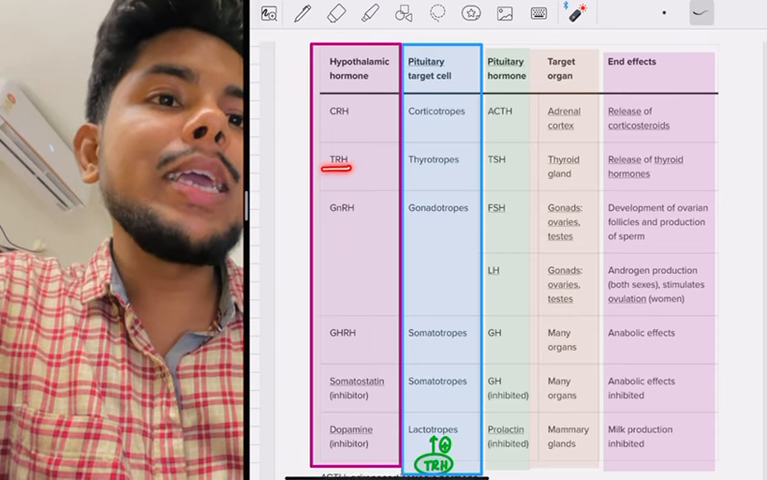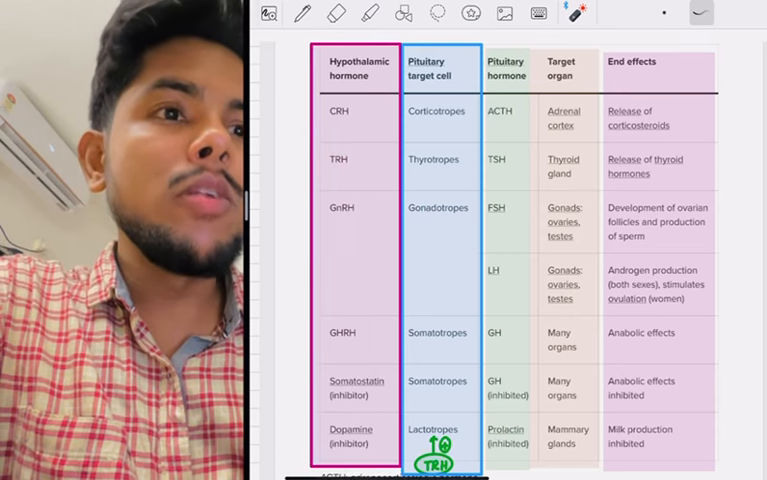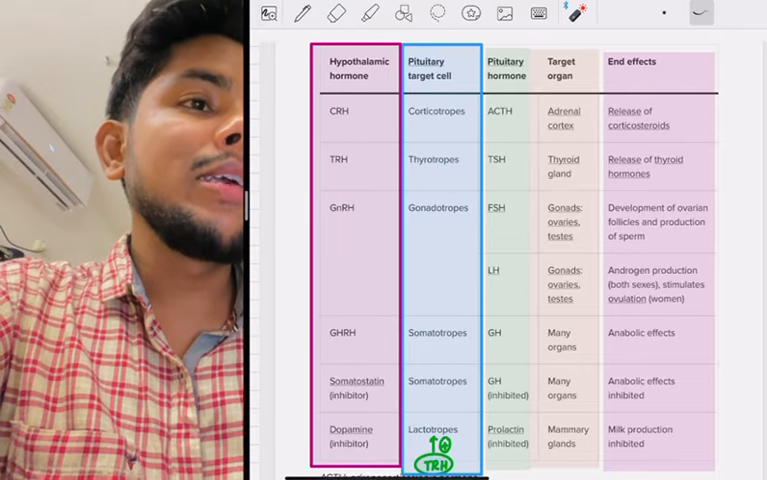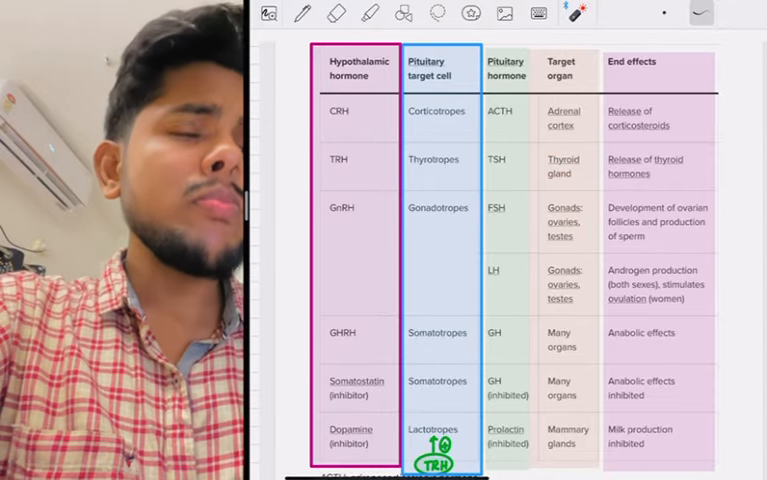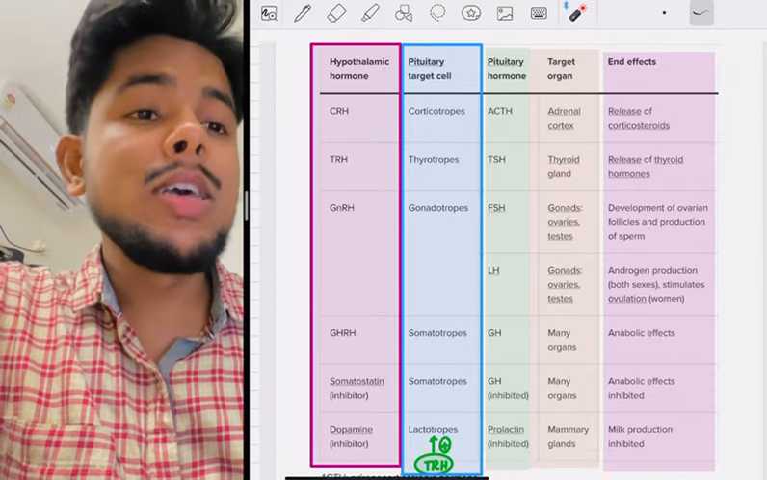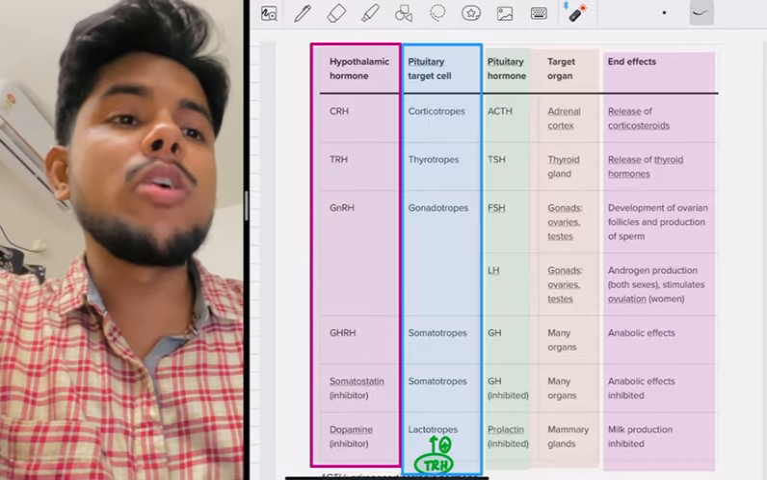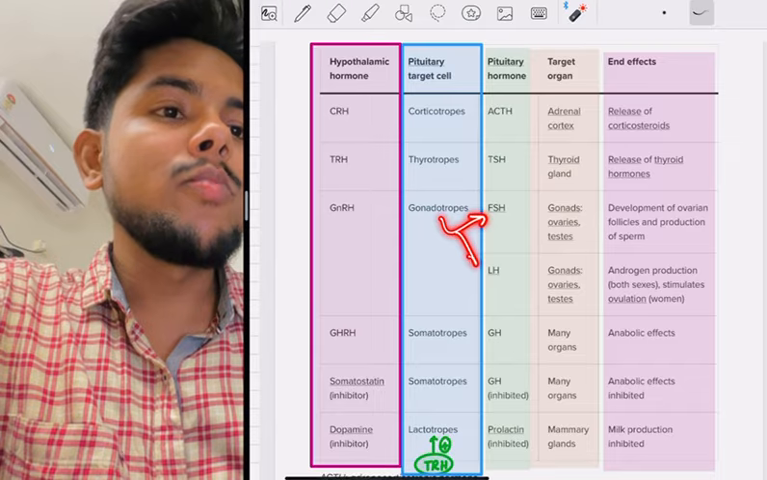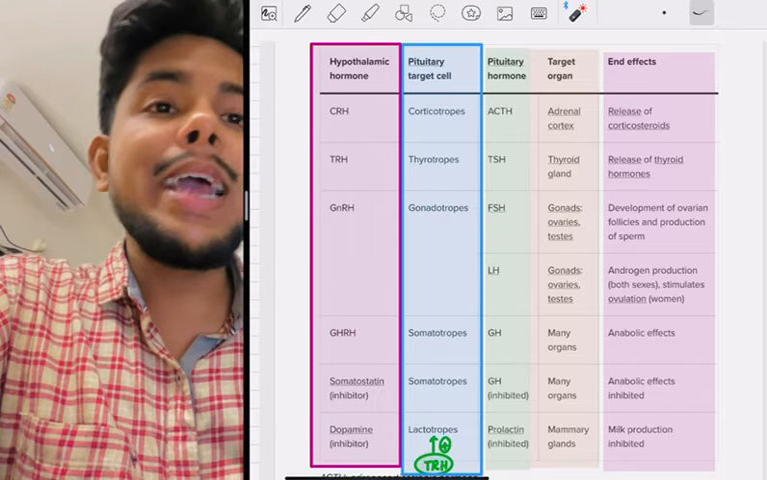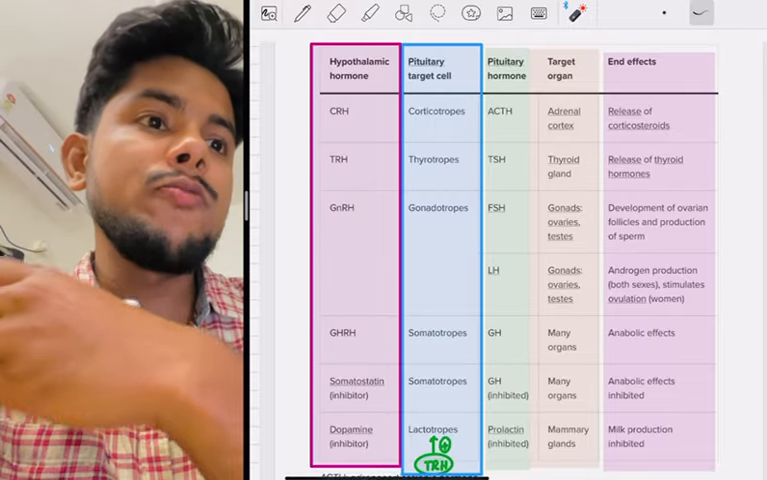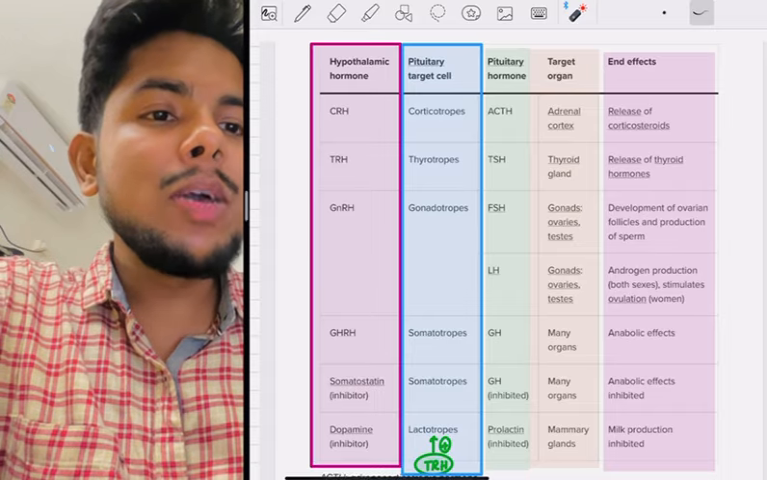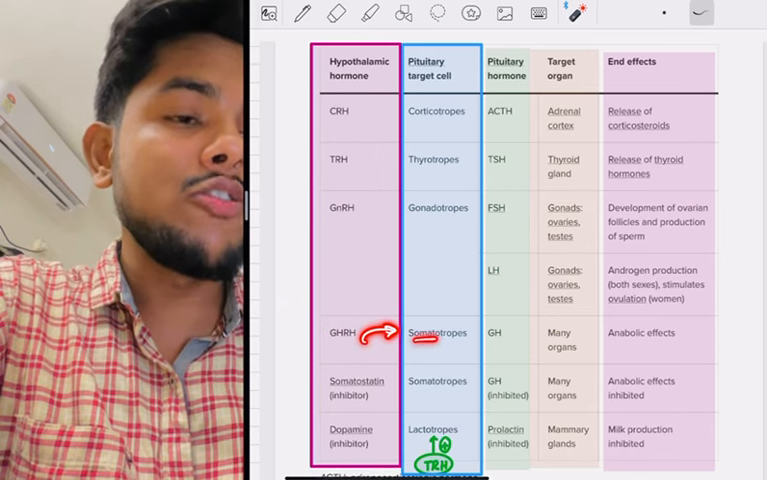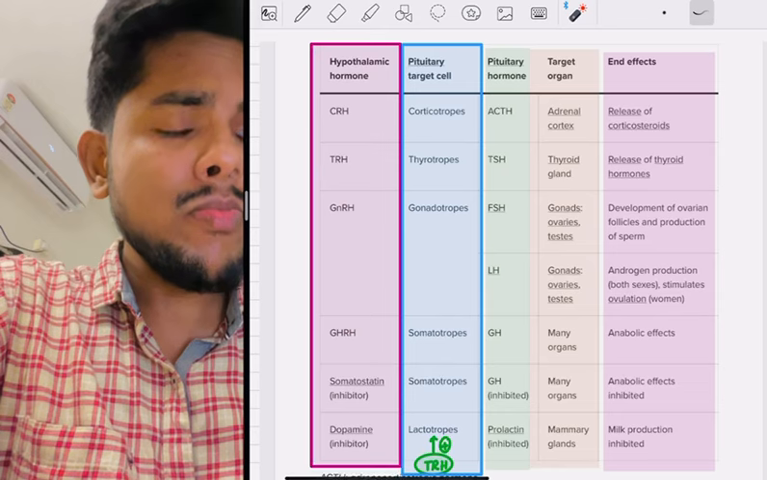Then we have TRH, or thyroid releasing hormone. It acts on the anterior pituitary cell called the thyrotroph, and they release TSH, and TSH essentially controls the endocrine function of the thyroid gland. Then we have GnRH, or gonadotropin releasing hormone, which acts on gonadotrophs, and gonadotrophs release two important hormones, one is FSH and the other is LH, and they act on the gonad, which is the ovary in case of female and testis in case of male. Then you have GHRH, which is growth hormone releasing hormone. It acts on the somatotrophs, which release growth hormone, right?